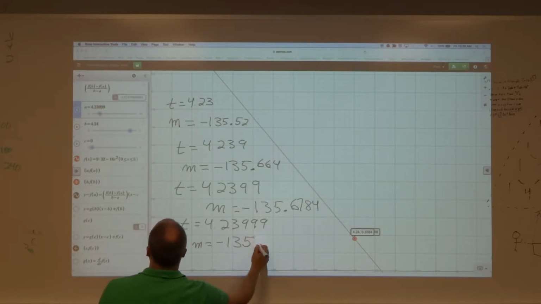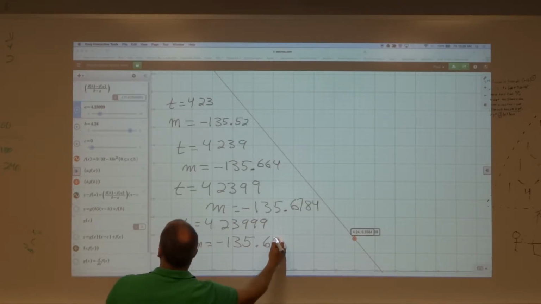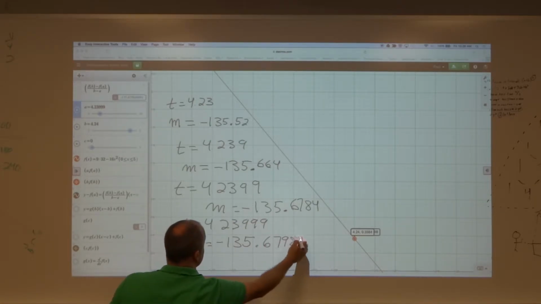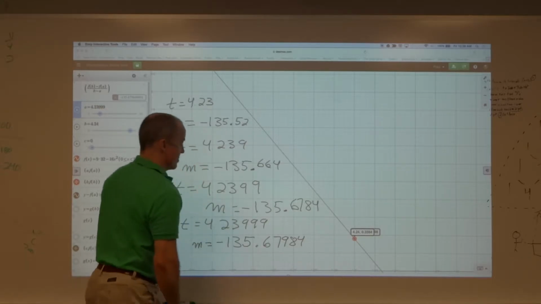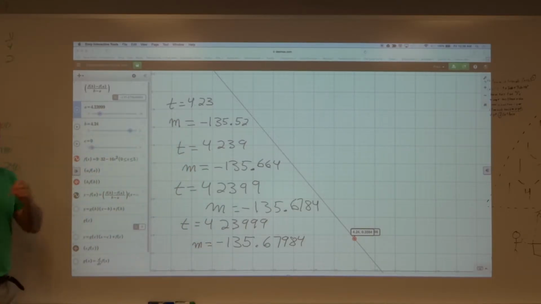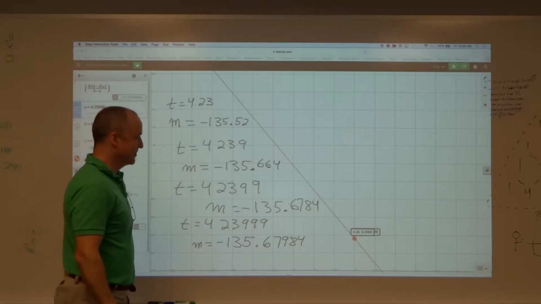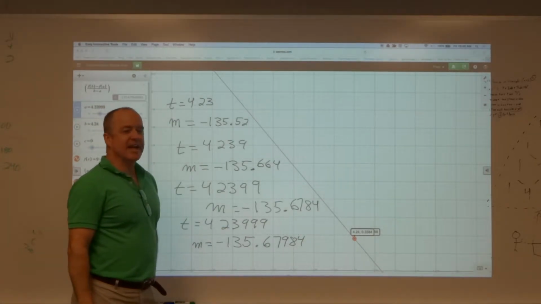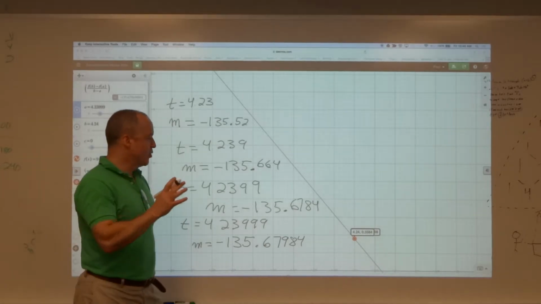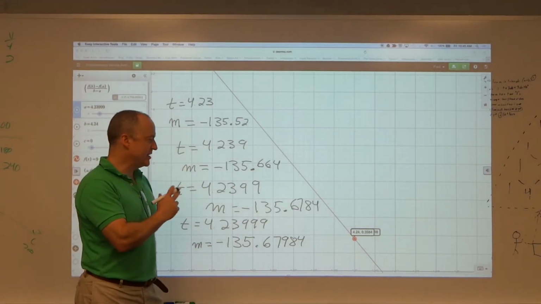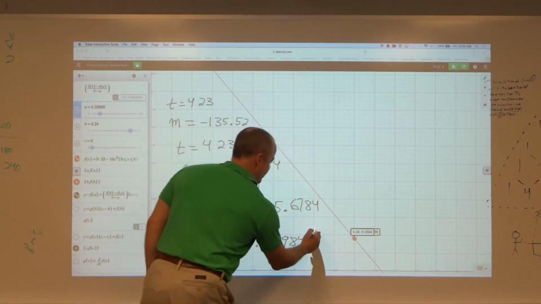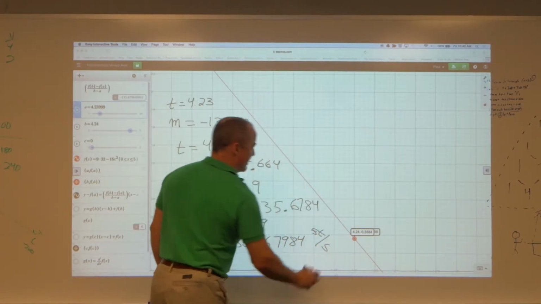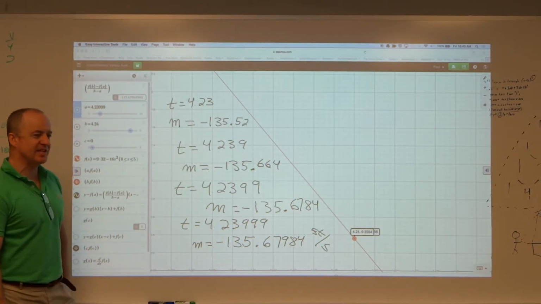is negative 135.67984. So you're telling me that unless I destroy these 2 points, they are never going to touch. Well, hey guys, wait, hang on a second. To what value in feet per second do you think this slope is headed towards?